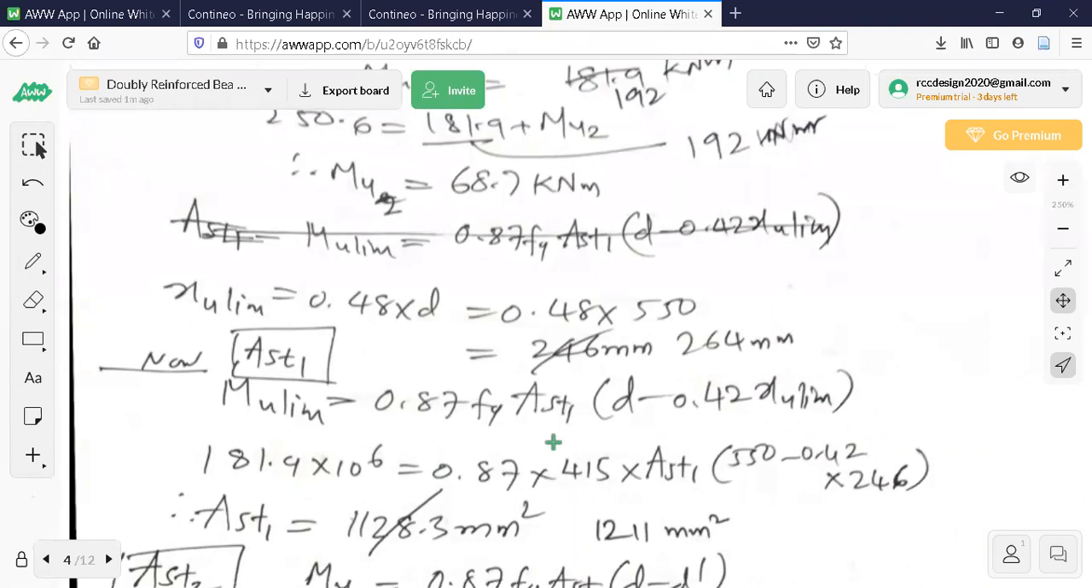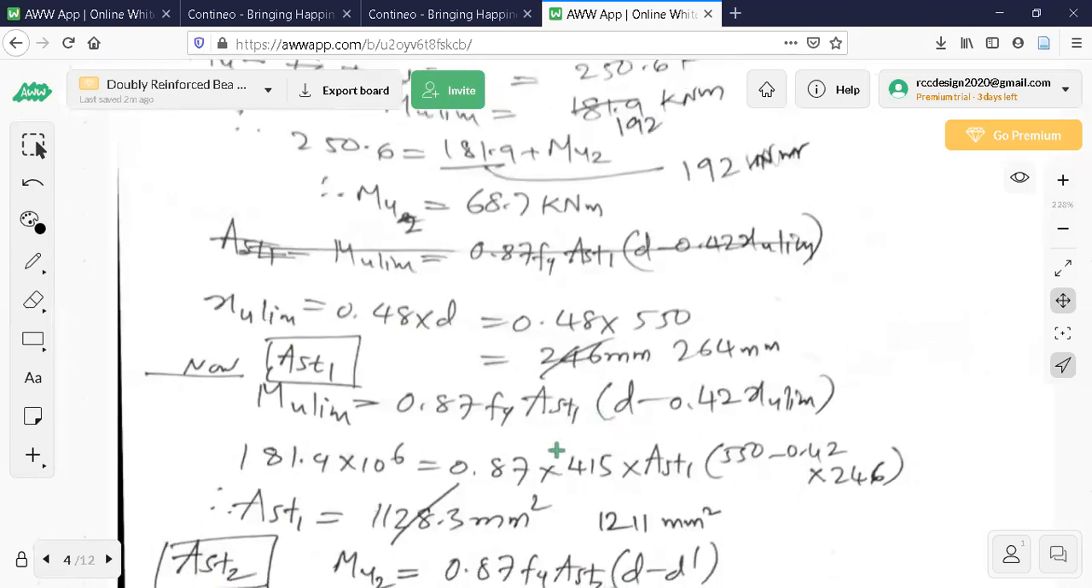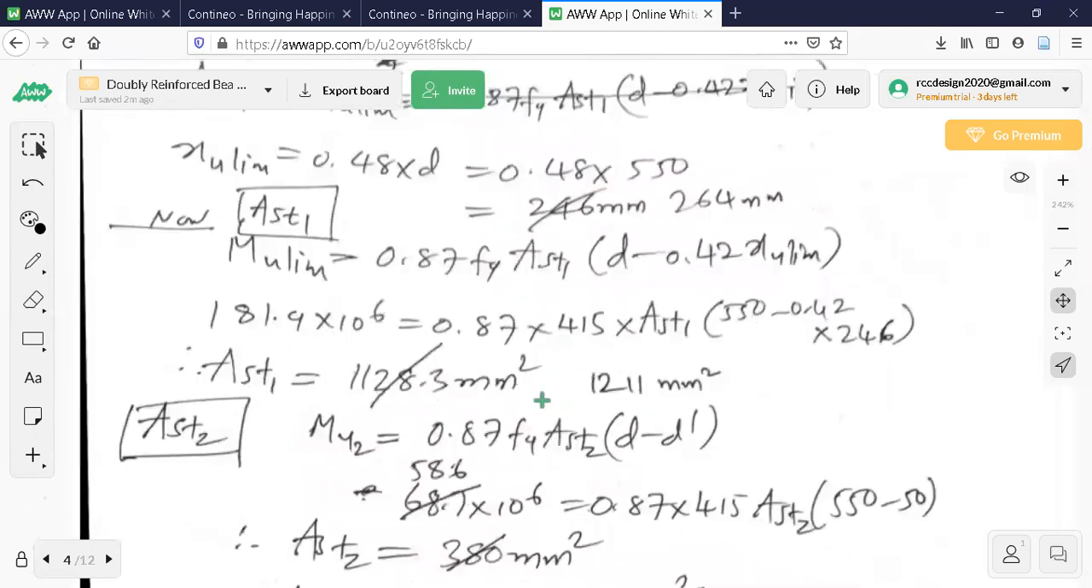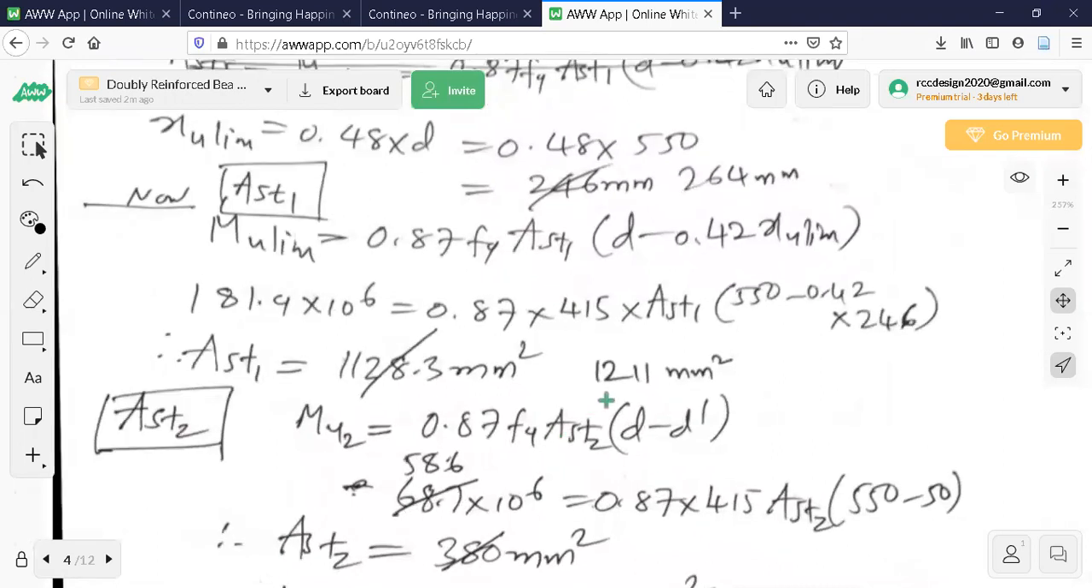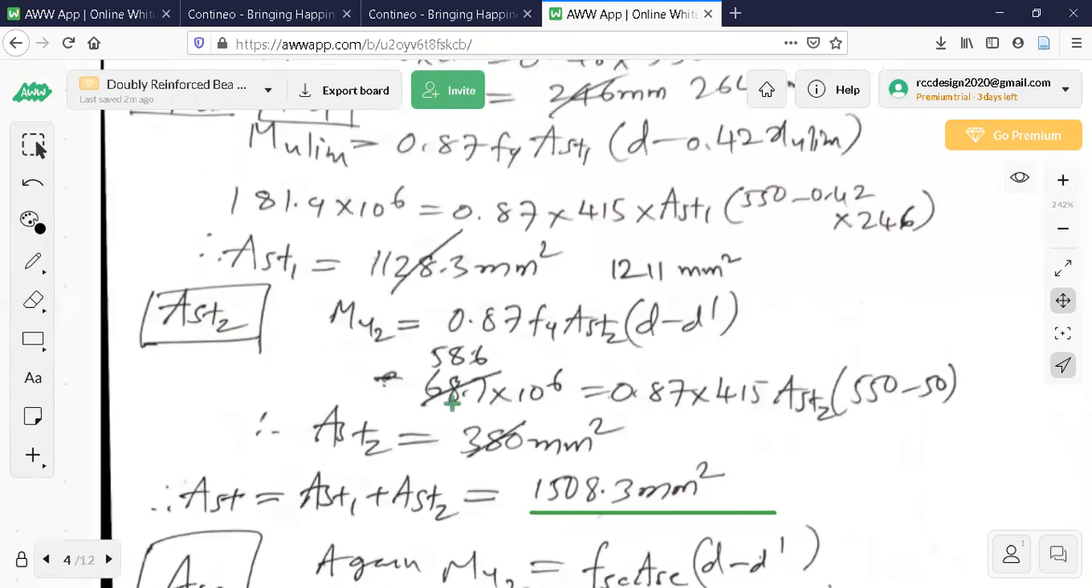You are not going to check whether the section is under reinforced or compare Xu and Xu limit values. No need to calculate all that. Here simply use 0.138 fck b d square and find out Mu limit. Substitute here. On the RHS, find out Ast1, because Xu limit is already 0.48 times d. Rest all values are already given. Find out Ast1, which is 1211 mm square. So in this way, I'm able to find out Ast1.